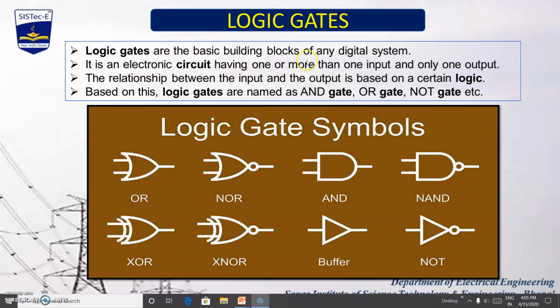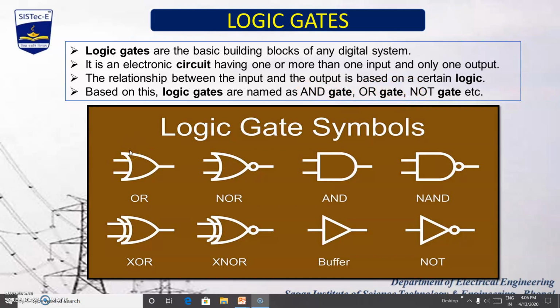Logic gates are the basic building blocks of any digital system. It is an electronic circuit which has one or more than one input but only one output. The relationship between the input and output is based on certain logics. We are going to discuss these logics of the logic gates one by one. Based on their logic, they are named as AND gate, OR gate, NOT gate, and we have several combinations of all these basic gates.